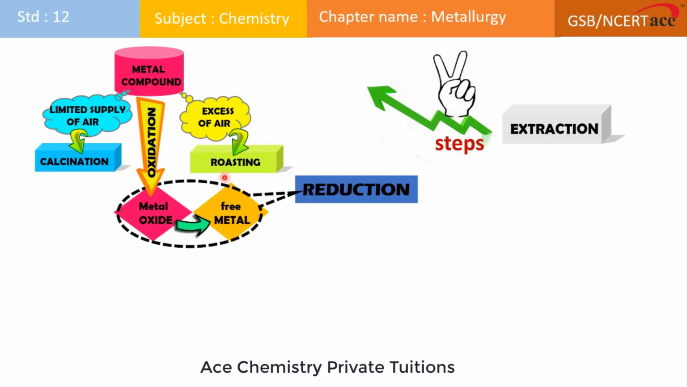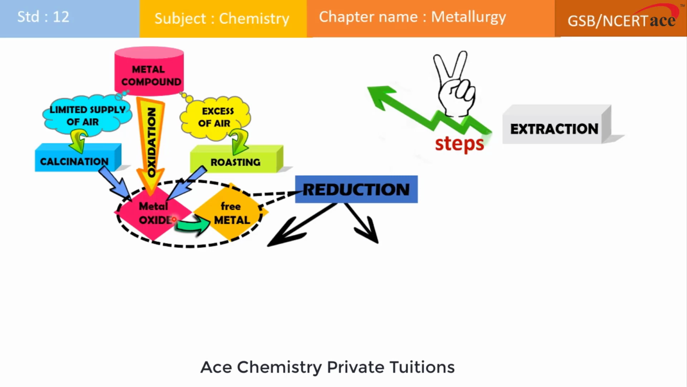Sulphide ore. After this, both processes involve a common chemical reaction, which is what? Oxidation. And during this oxidation, what happens? The metal compounds get converted to metal oxide, and all volatile impurities and the moisture are given out.